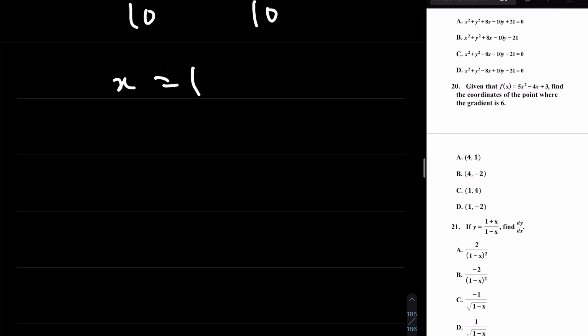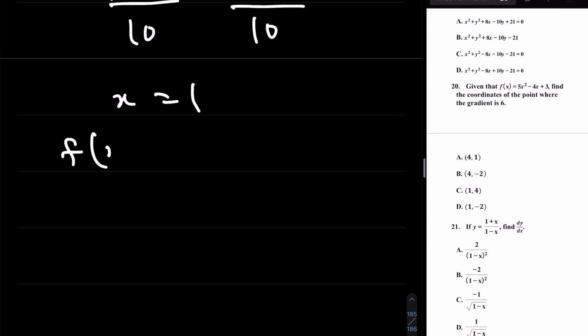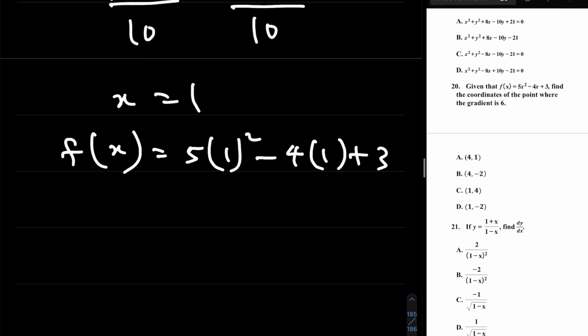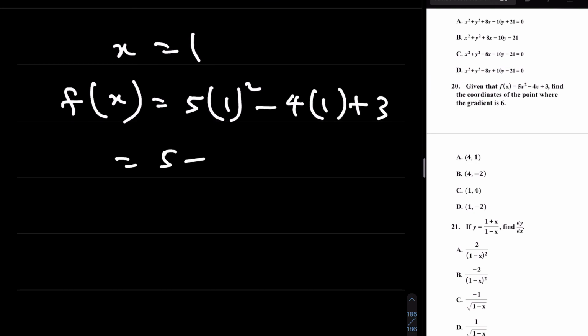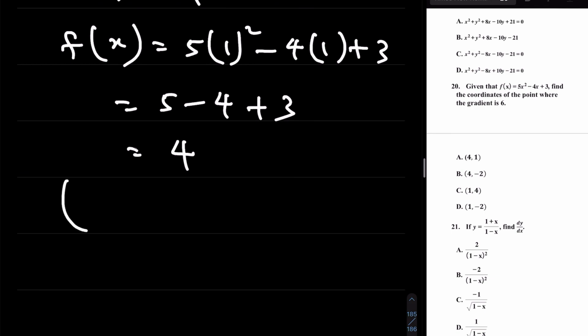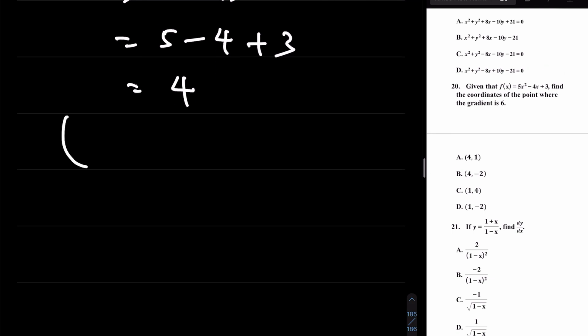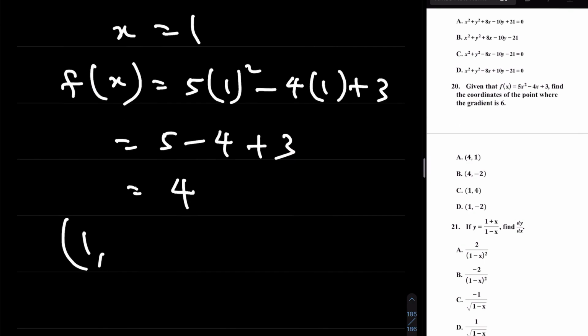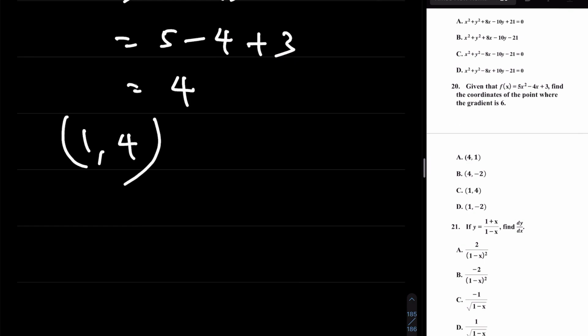Let's find what y will be. If x is 1, f of x is the same as y. So f of x will be 5 times 1 squared minus 4 times 1 plus 3. That simply means 5 minus 4 plus 3, which is 1 plus 3, that's 4. Therefore, the coordinates of the point where the gradient is 6 are (1, 4), x is 1 and y is 4.